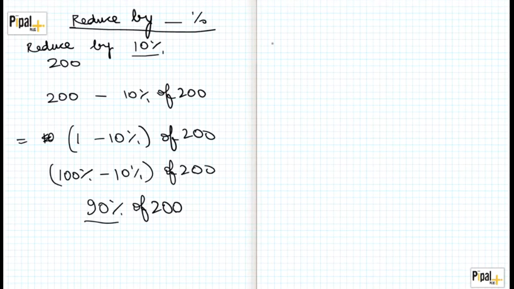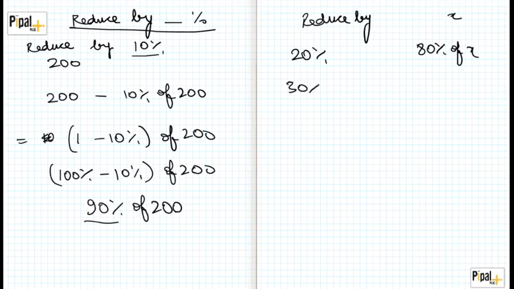Likewise, if I'm asked to reduce by, let's say, 20%, then the original number becomes 80% of itself. If I'm asked to reduce something by 30%, then the number becomes 70% of its original self, and so on, right? So if I'm asked to reduce by 70%, the number now becomes 30% of the original number.